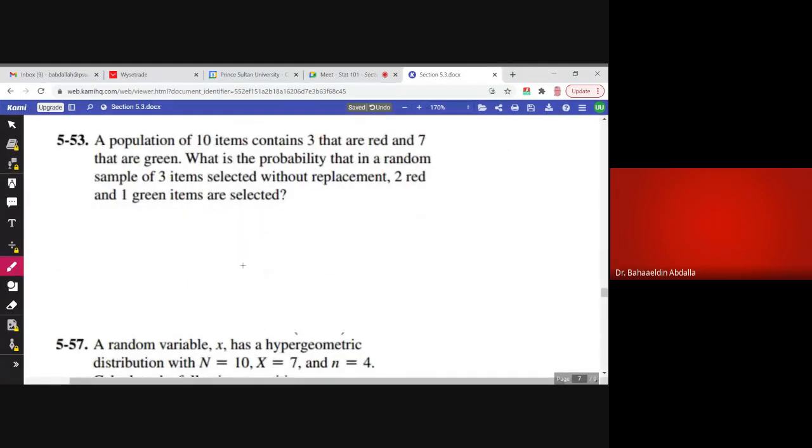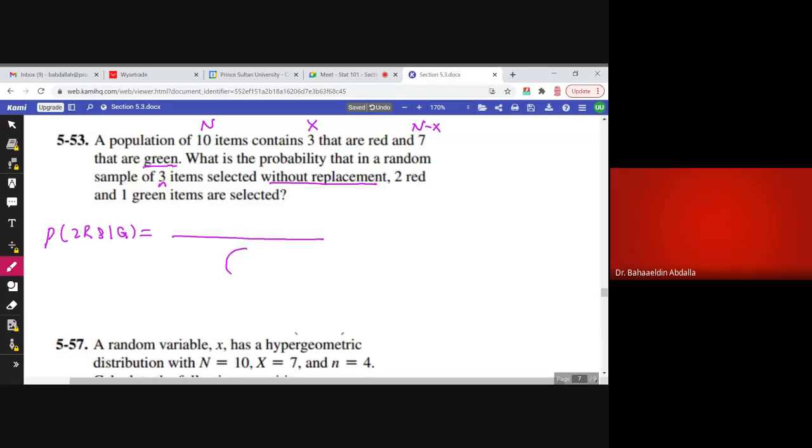Another example: a population of 10 items. So this is capital N. Contains 3 that are red. If we say that red is success, so this would be capital X, and green is capital N minus X, the 7 green. What is the probability that in a random sample of 3, so this is small n, 3 items selected without replacement, this immediately tells you that this is a hypergeometric distribution. We need to select 2 red and 1 green. So what is the probability of selecting 2 red and 1 green?